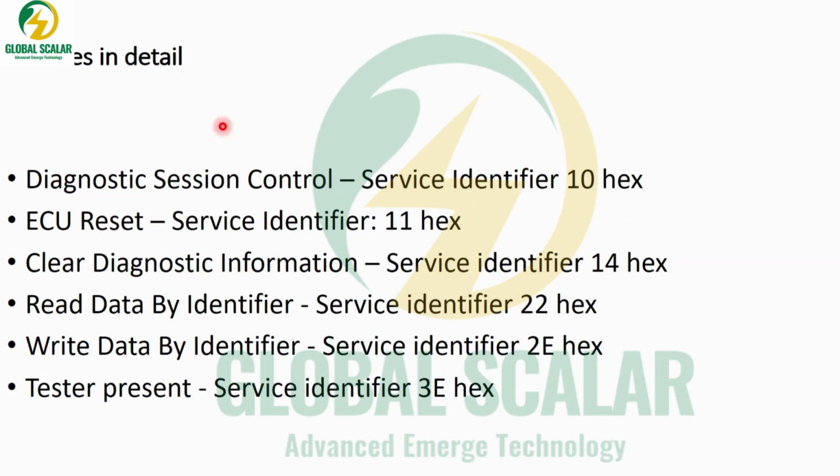Okay, so you can write down the notes. UDS is Unified Diagnostic Services. It has the service ID of diagnostic session control, that is service ID 10. And ECU reset 11. Don't write the service ID for everyone, just write down ECU reset 11. And clear diagnostic information, that is 14. And read data by identifier 22. And write data by identifier 2E. And tester present, it will be 3E. You can write down like that.